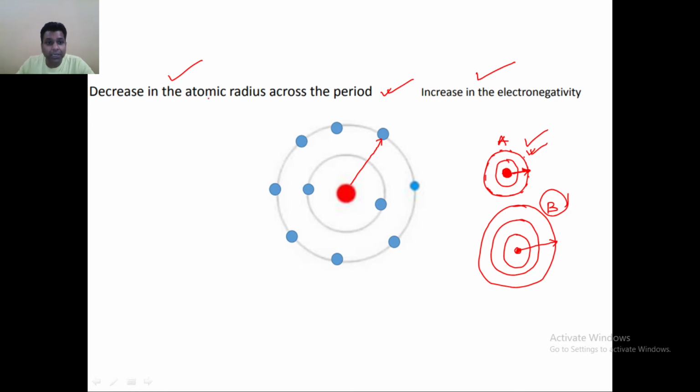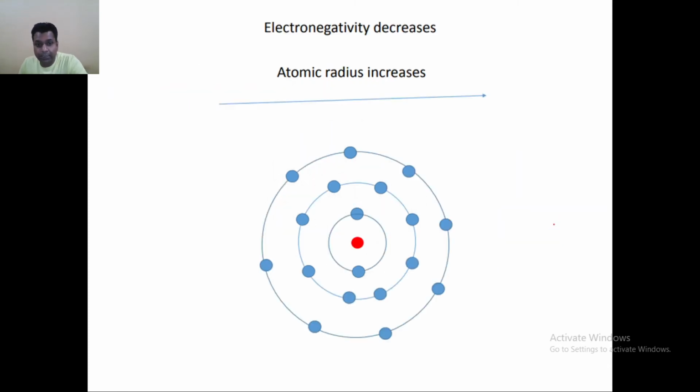That's why it is mentioned here, decrease in the atomic radius across the periodic table, then there is an increase in the electronegativity. And this is just the opposite whenever the size of the atom increases, which I have just discussed with you. I have taken an example of another atom B. So as the size increases, electronegativity will decrease. Okay, let's see this one. Electronegativity decreases as the size of the atom increases.